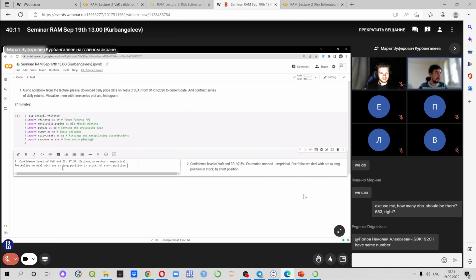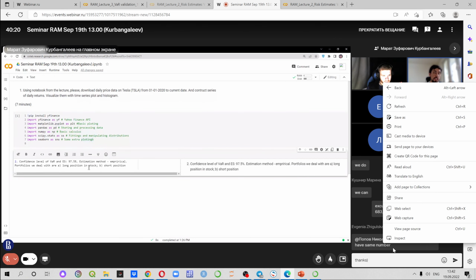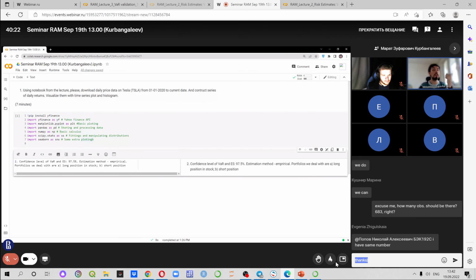That means that for position A, the long position, you have to find value at risk and expected shortfall on the left tail of the distribution, all right? So in the negative zone of returns.